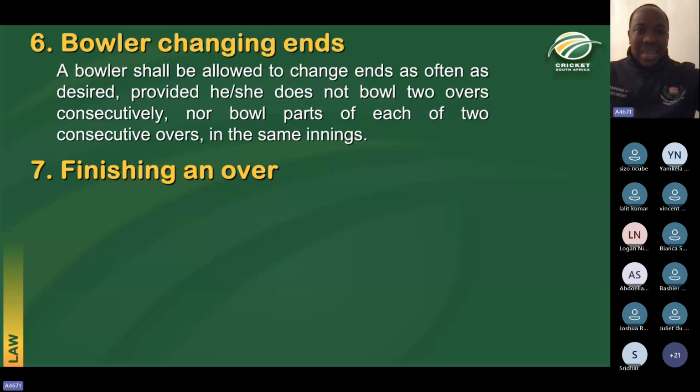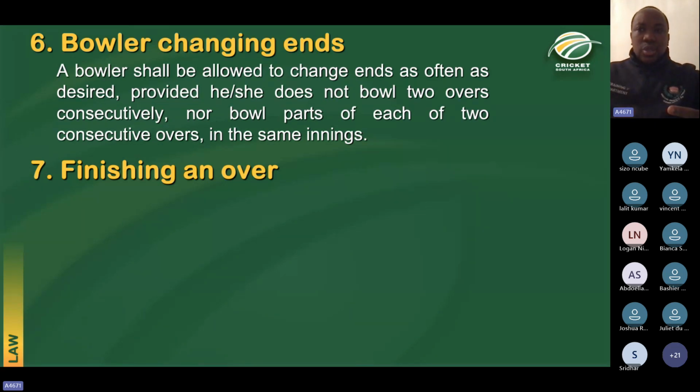So in the same innings, a bowler can bowl from both ends as long as it is not in consecutive overs. So, for example, Kagiso Rabada could bowl the first 5 overs from the Wynberg end, over number 1, number 3, number 5, number 7, and number 9 of the match. And then he will take a break.